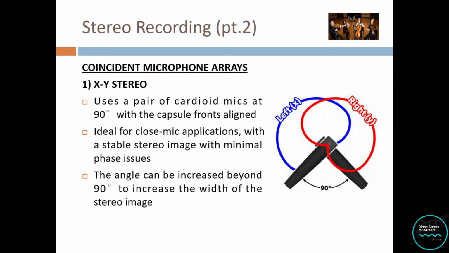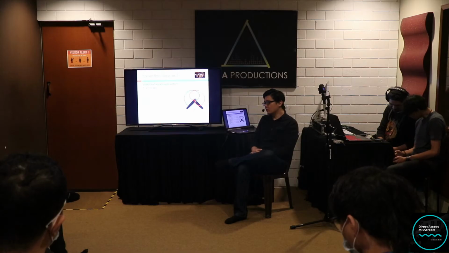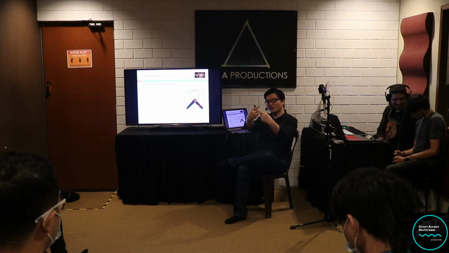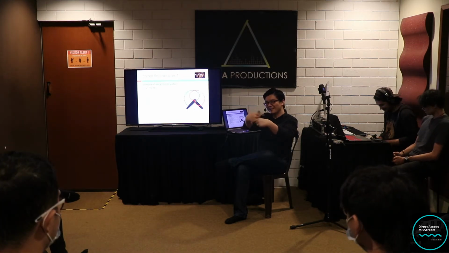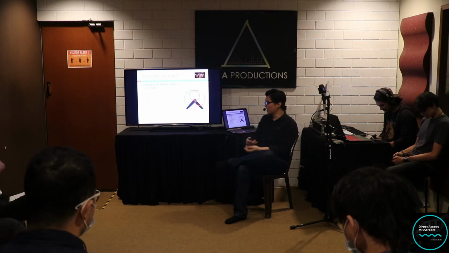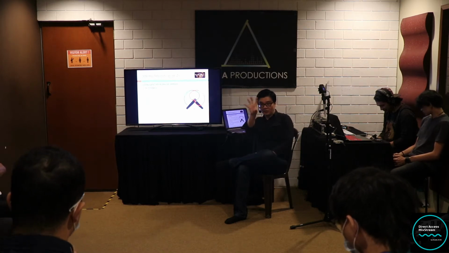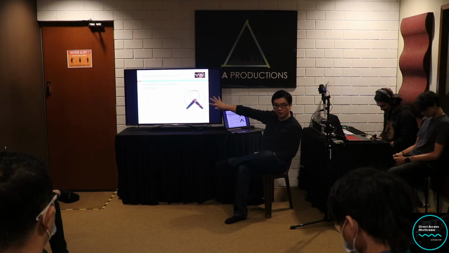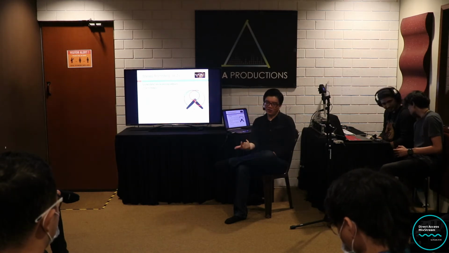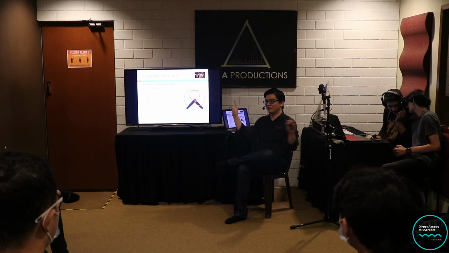Now, with the XY, the starting point is 90 degrees, but you can always increase the angle beyond 90 degrees. And logically, if you increase it, what happens? You get a wider stereo image. You can generally go all the way up to about 130 degrees or so. Beyond that, you are turning it into a figure of 8 already, okay? Because beyond that, you are capturing only the sides. You lose the center already. Bear in mind, this is a cardioid. Spread too far apart, then your center image, you cannot pick up properly. You start to pick up only the sides already.